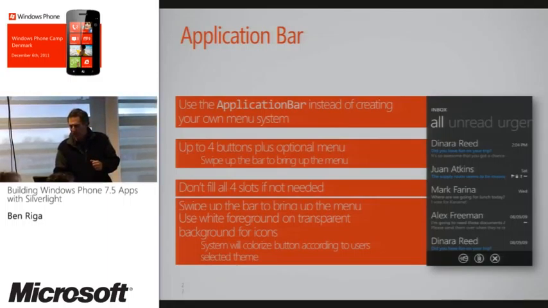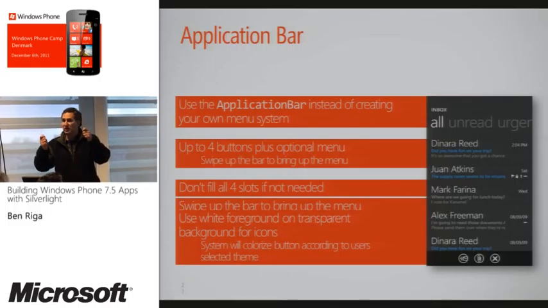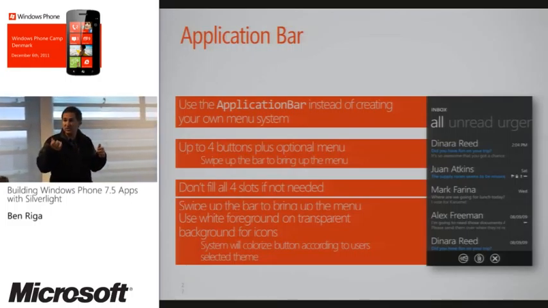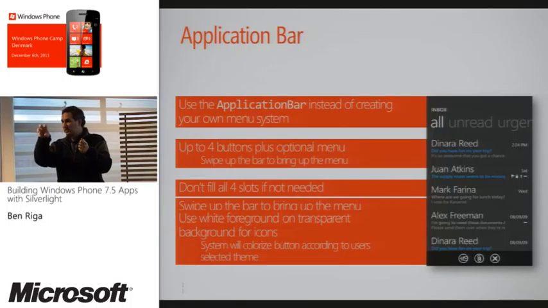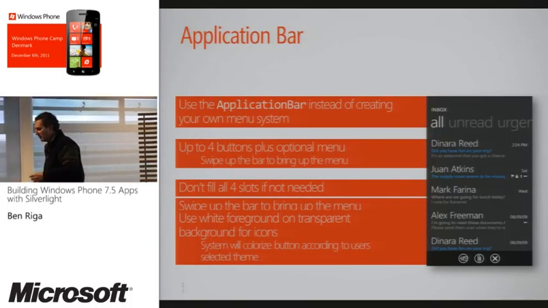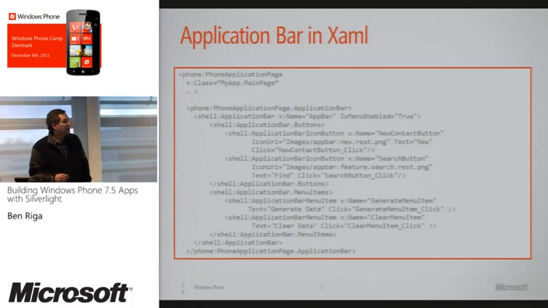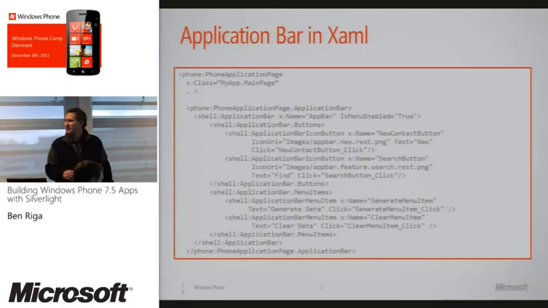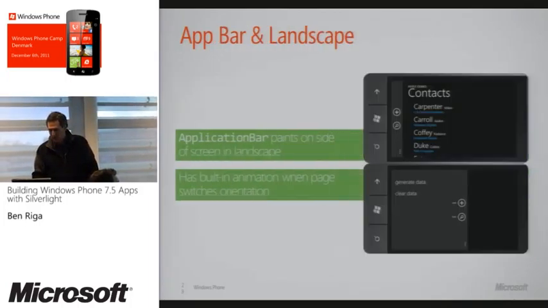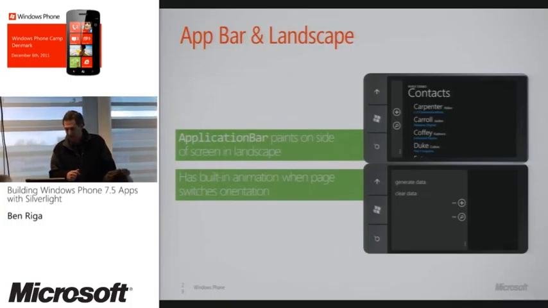The one thing you will note is that the buttons will get colorized depending on what happens. They will also get rotated if you're in landscape mode, and there are animations. When you switch into landscape mode, you'll see the app bar buttons automatically animate for you. That's just taken care of automatically. You don't have to do anything. This is the XAML for an application bar. Can you guys see that in the back? You can't. Let's look at it in code. We'll come back to it and look at it in code.